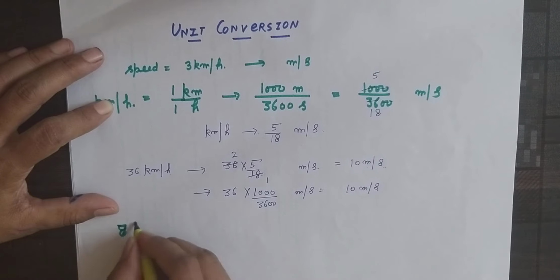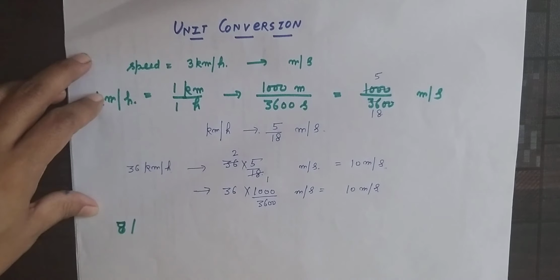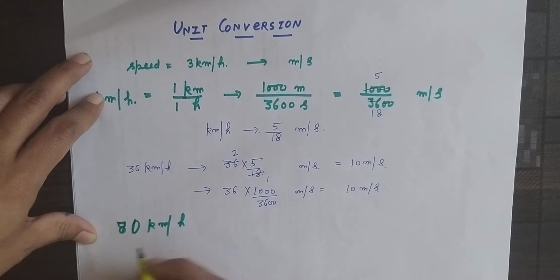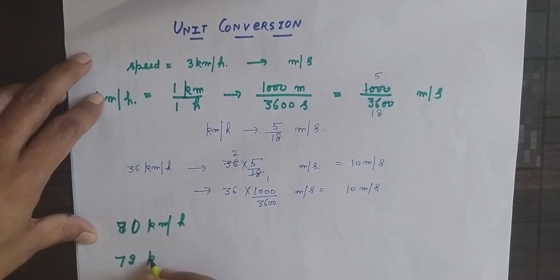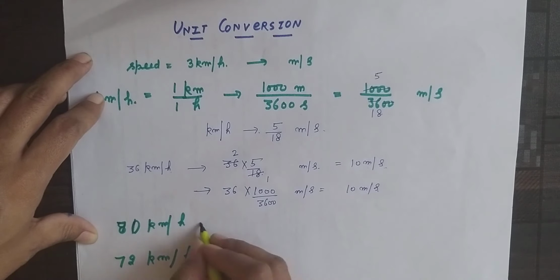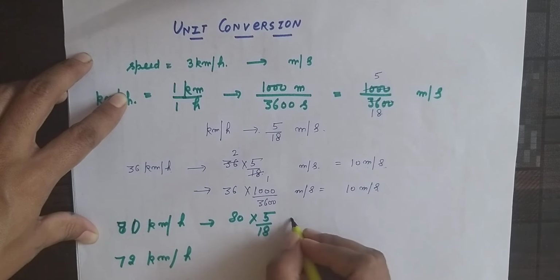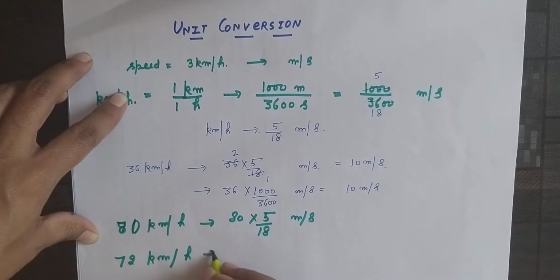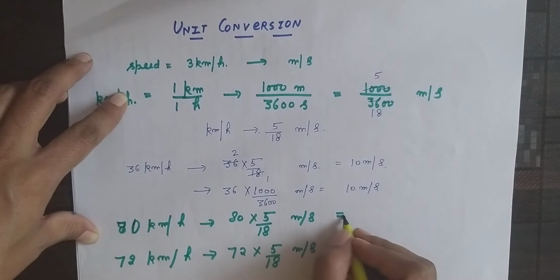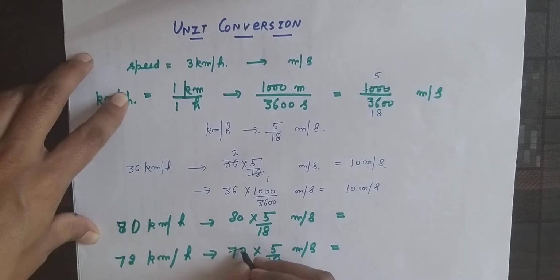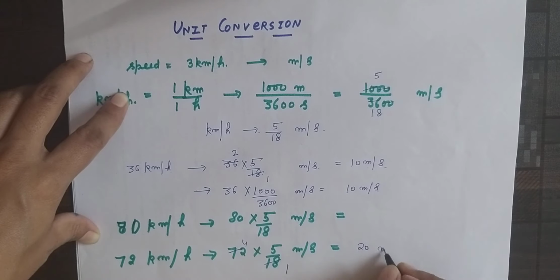Let it be 80 kilometer per hour. We can take another example also, 72 kilometer per hour. So what I have to do? Just multiply 80 with 5 upon 18 meter per second. Similarly here, 72 into 5 upon 18 meter per second. Cancel whatever you can. So here it is 1 and 4, so it will be 20 meter per second.